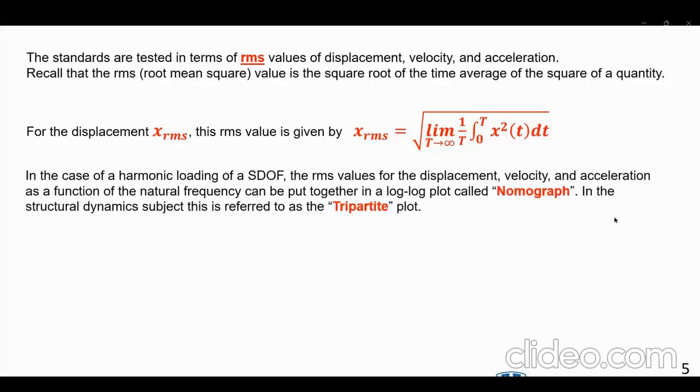Now, in the case of a special signal, a harmonic signal, this is actually a very simple expression. You don't have to go from 0 to t as t goes to infinity. All you need to do is integrate it over a single period, where t is the period, and then divide it by t, and take its square root. We'll get that.